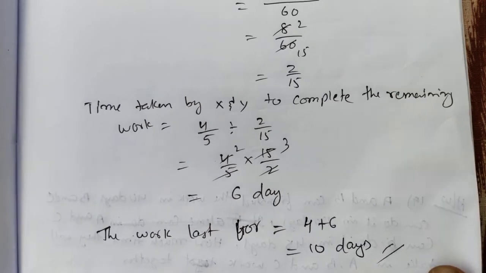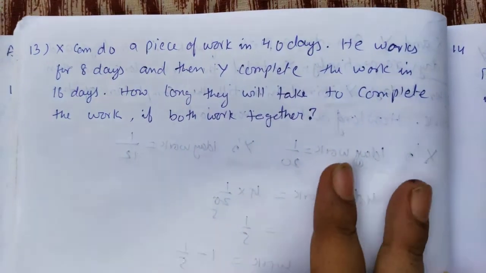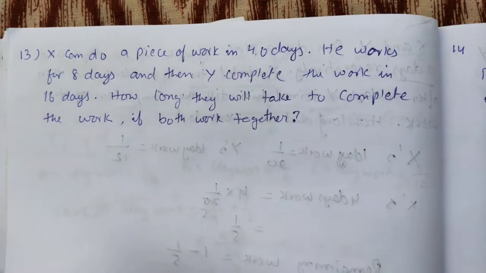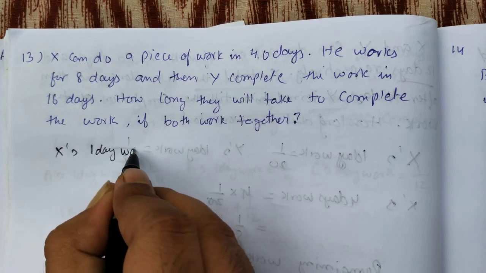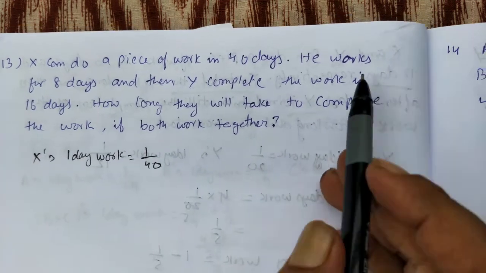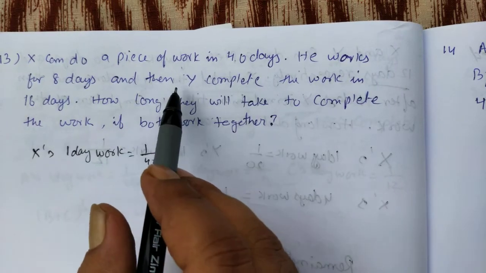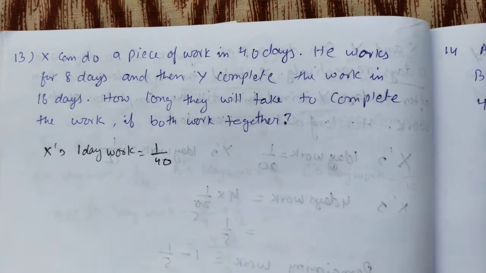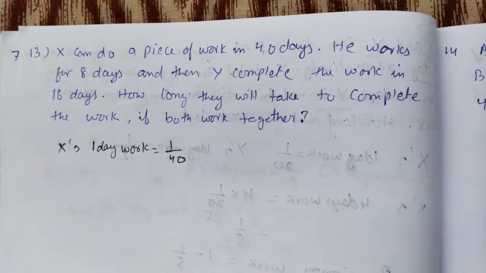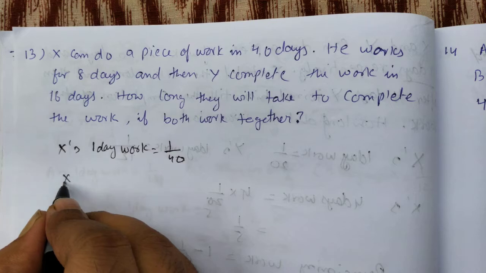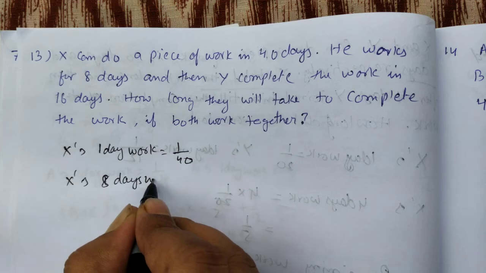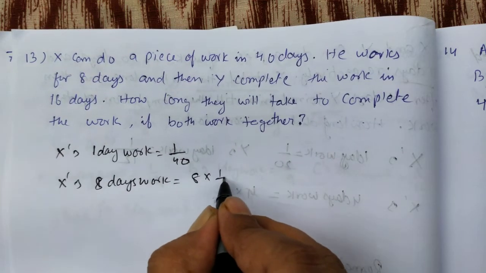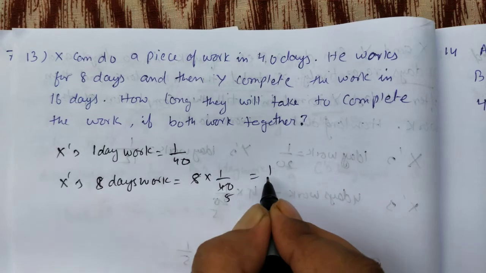Let's do question number 13. X can do a piece of work in 40 days, so X's 1 day work will be 1 by 40. He works for 8 days and then Y completes the work in 16 days. So X works for how many days? 8 days. 8 days work will be 8 into 1 by 40. We're getting 1 by 5.